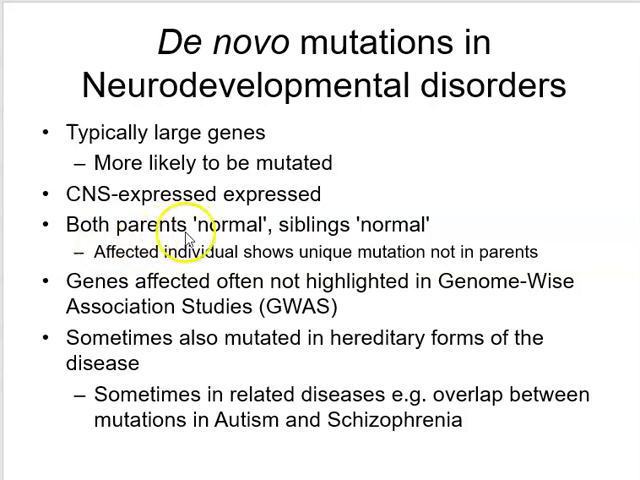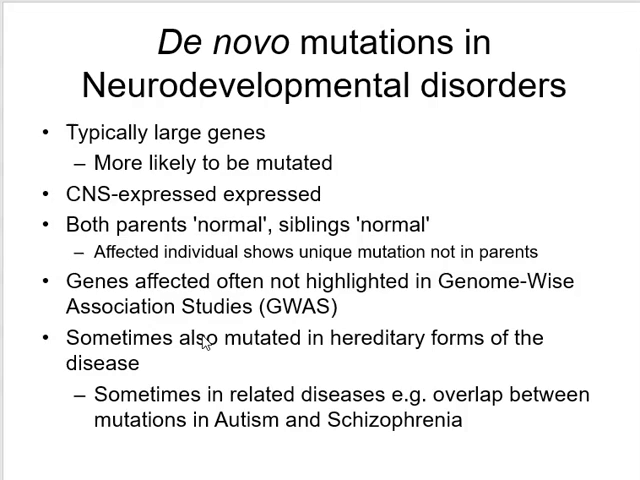What we often find is that both of the parents are normal in terms of the sequence of that particular gene, and when I say normal I mean wild type, the siblings are also wild type for that particular gene. So the individuals show a unique mutation not present in the parents or the sibling.